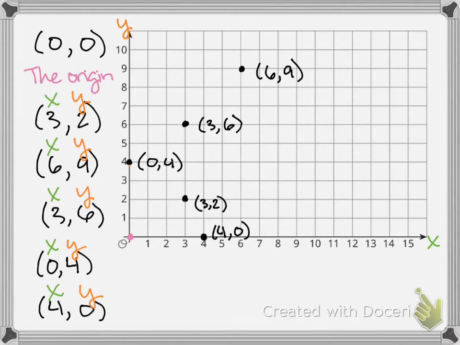So basically our two special points. When x is 0, that means that your dot is going to end up on the y-axis right here. And when y equals 0, your dot is going to end up on the x-axis right here. So those are just two types of points that people tend to get mixed up. So hopefully that is helpful.